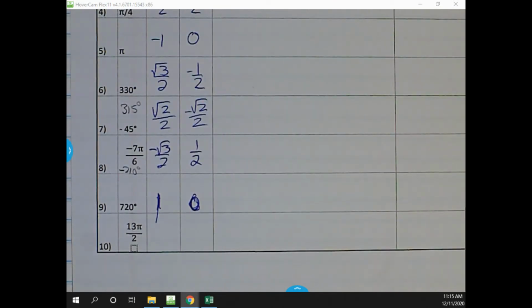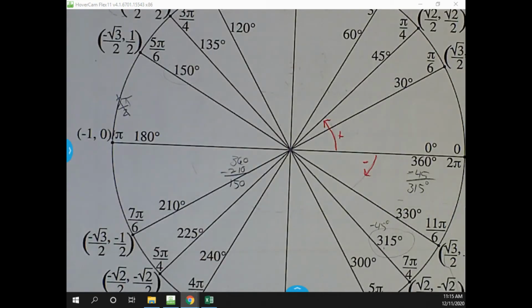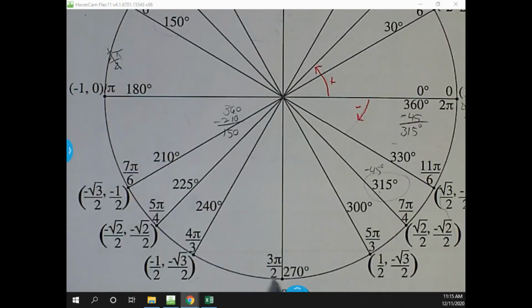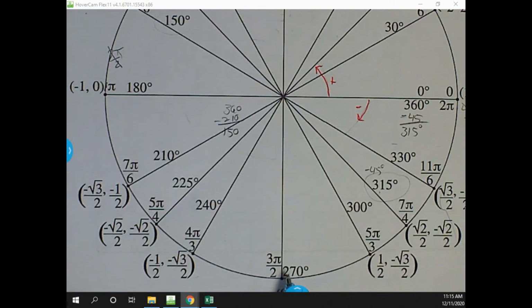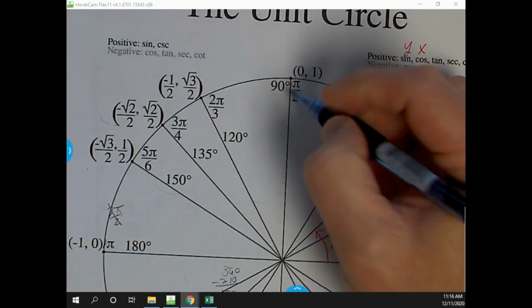All right, now the very last one. This is where you have to get a little bit creative, and I'll show you on the unit circle how to get there, because 13 pi over 2 is not on the list, nowhere to be found. But here's kind of what you have to do. The biggest number we get that's pi over 2 is way down here. That's 3 pi over 2. The only other pi over 2 we have is up here. So basically this would be 1 pi over 2.